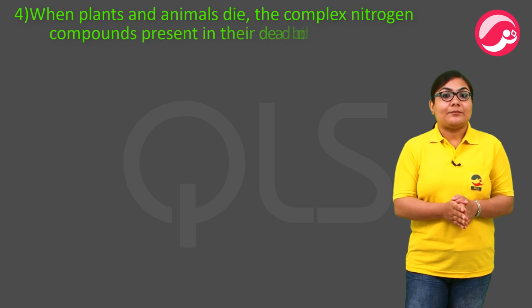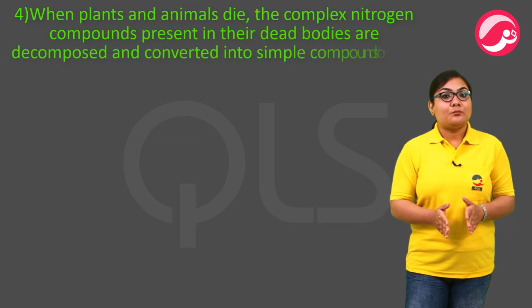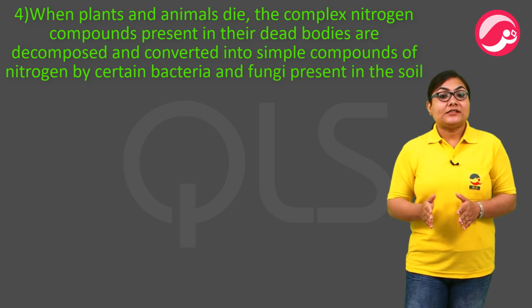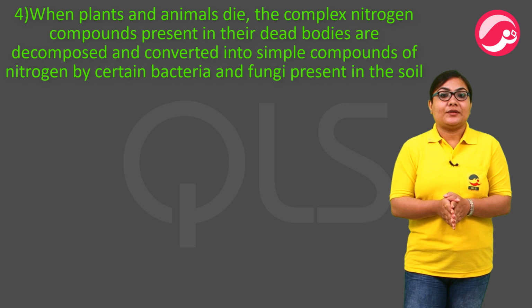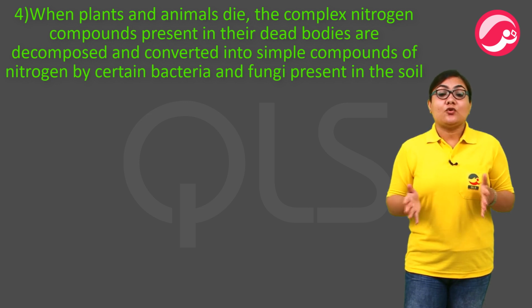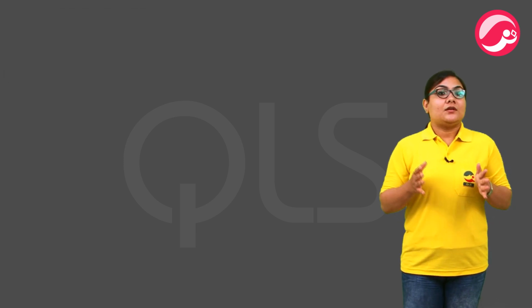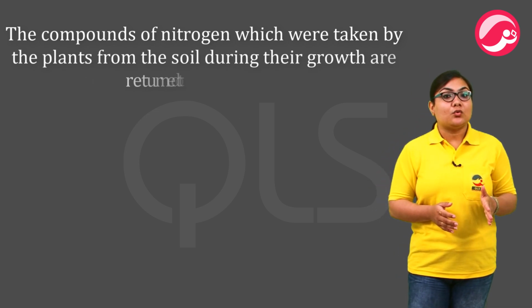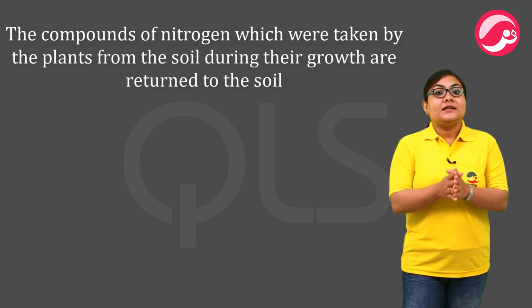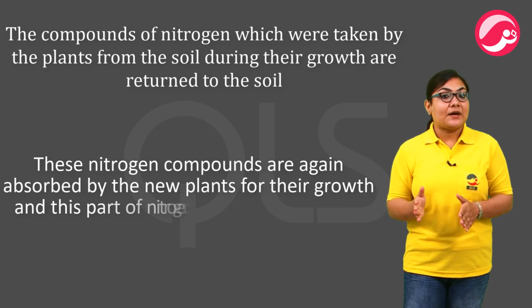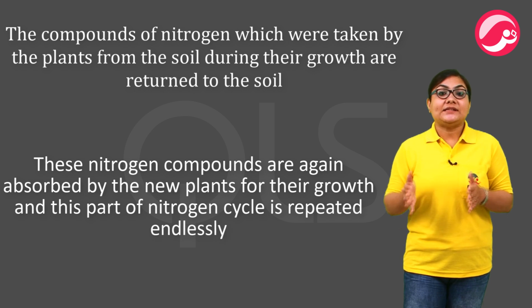Fourth, when plants and animals die, the complex nitrogen compounds present in their bodies are decomposed and converted into simple nitrogen compounds by certain bacteria and fungi present in the soil. All the simple compounds of nitrogen formed in this way go into the soil. The compounds of nitrogen which were taken up by the plants from the soil during their growth are then returned to the soil. These nitrogen compounds are again absorbed by the new plants for their growth, and this part of nitrogen cycle is repeated endlessly.